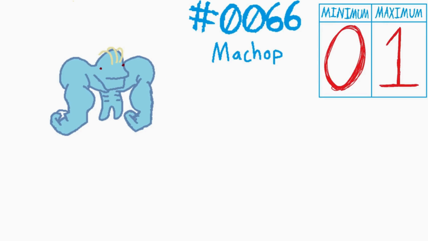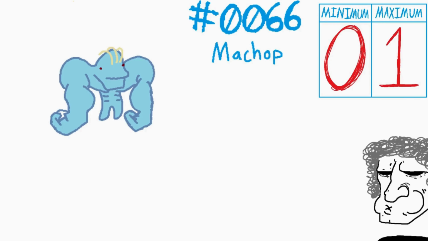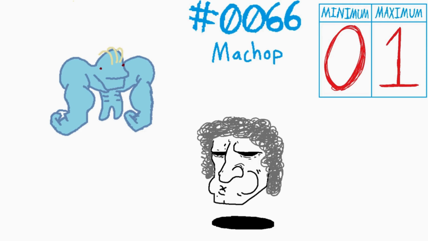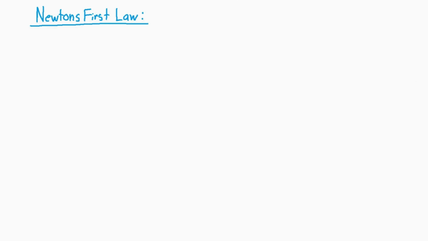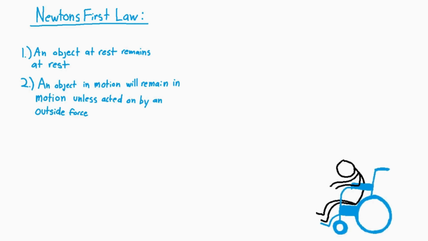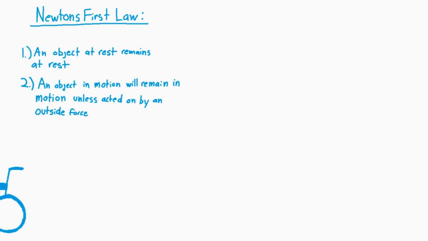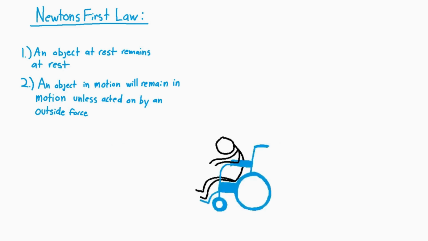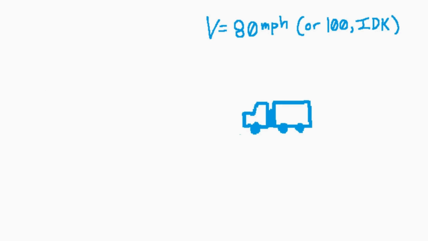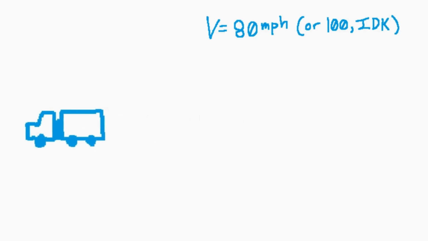Machop, fighting type, but why does he only get 1 truck, I hear you asking? Well, it's the return of our boy Isaac Newton. This time it's not for calculus, but rather physics. We're going to be covering Newton's first law, the law of inertia. When an object is in motion, it will want to stay in motion until acted upon from an outside source.